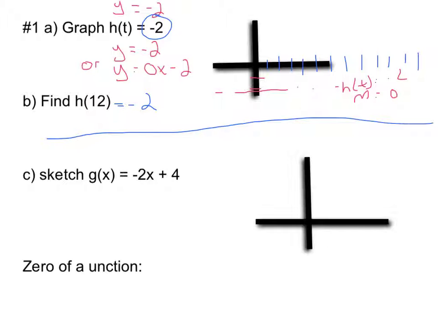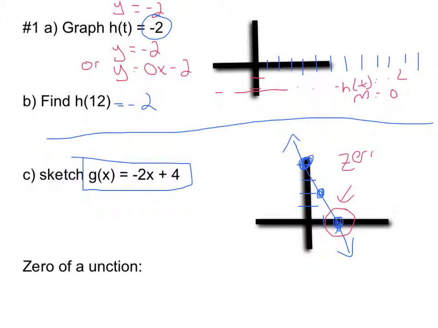In part C, it's not really related to part A or B. I want you to sketch the graph of g of x equals negative 2x plus 4. That's a linear function that starts out at 4, big old dot, and its slope goes down 2, right 1, down 2, right 1. Let's play connect the dots. That's a pretty little graph. Now, the important thing that I want you to notice here is this dot right here. That is called the 0 of a function, because that's where it crosses the x-axis.